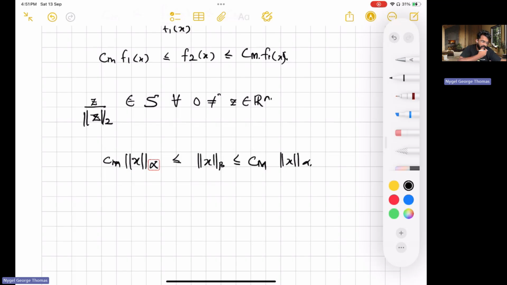So what is the consequence of this? We have the norm of x, which is defined with respect to one norm. Then we can always find positive quantities Cm and capital M such that any other norm can be bounded between these two values.